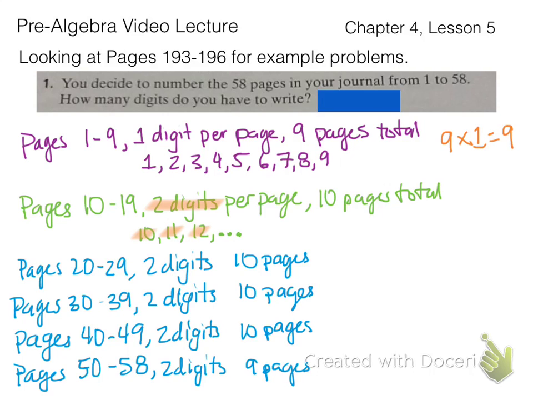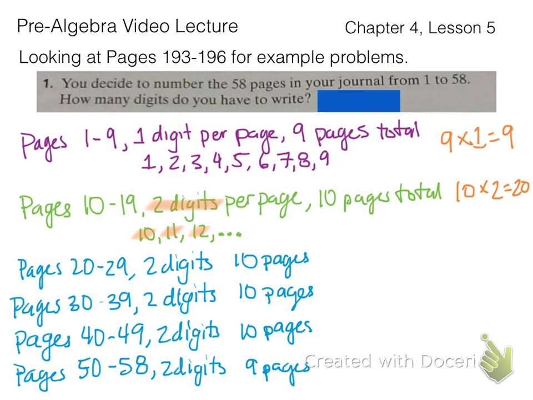Okay? So, now, how many digits do I actually have? Well, 1 digit for 9 pages is 9 total digits. So that would be the digits for pages 1 through 9. But I have 2 digits per page and 10 pages when it comes to 10 through 19. So there's 20 digits for 10 through 19.